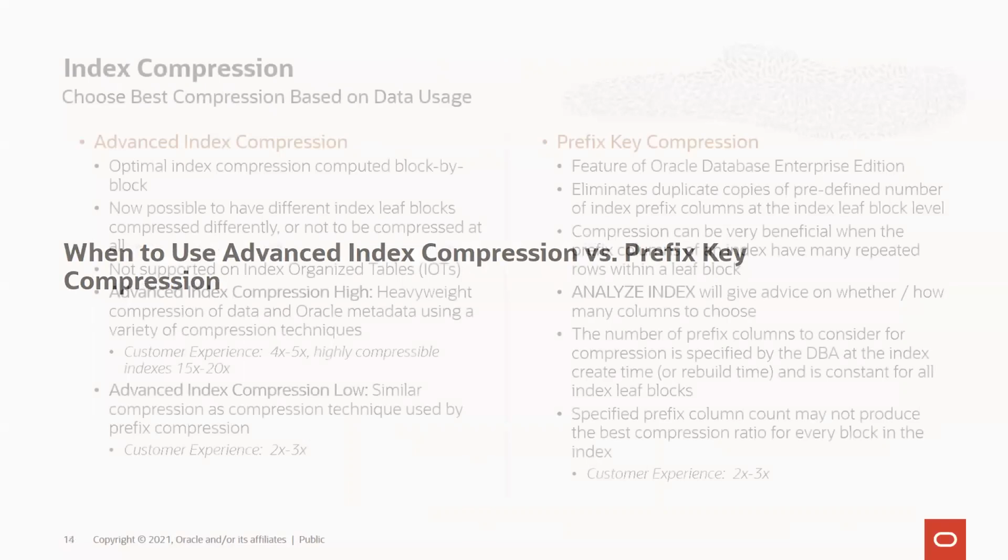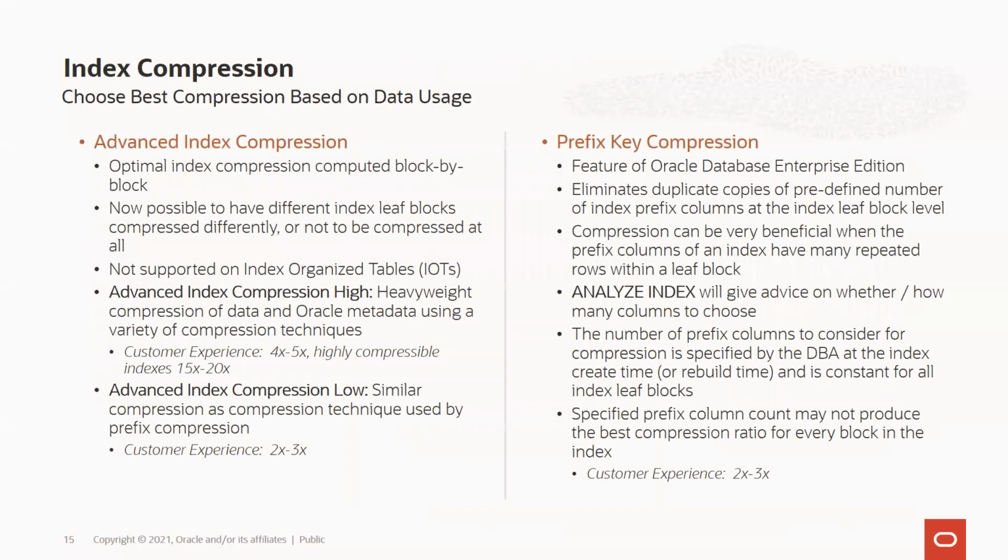I also want to talk a little bit, before we get to best practices, about index compression. There are two types of index compression that are available to you. If you're using advanced compression, we have included as part of advanced compression something called advanced index compression. Also, we have a free version of index compression. It's called prefix key compression. If you're using Enterprise Edition, the free version of key compression is available to you.